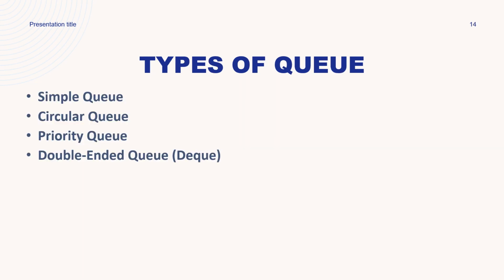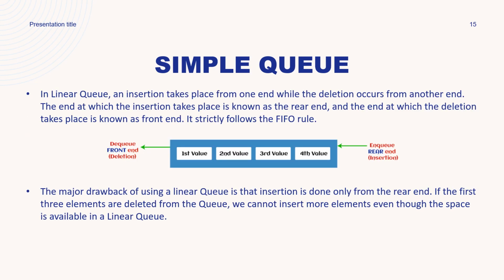So there are four types of queue: simple queue, circular queue, priority queue, and double-ended queue, which is also called DQ. So let's see one by one. Simple queue means in this queue the insertion takes place from one end while the deletion occurs from another end. As of now we have seen the example of the simple queue only.